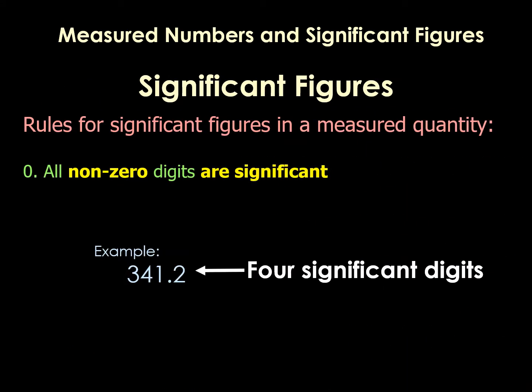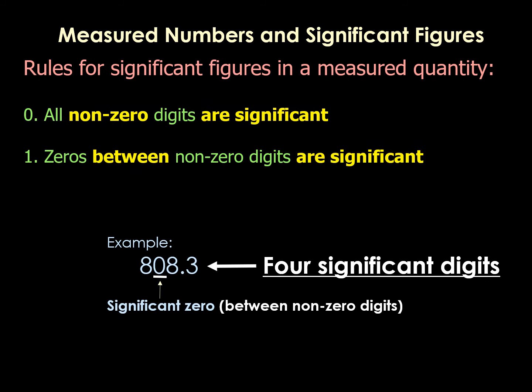What are some rules for significant figures? Well, there's about 5 or 6 rules. The first one, all non-zero digits are significant, so all of these are non-zero, so they're all significant. There are 4 significant figures or digits. We can say sig figs. Anytime there's a 0 in between 2 non-zeros, that's considered significant. So in this case, we have 1, 2, 3, 4 significant figures.